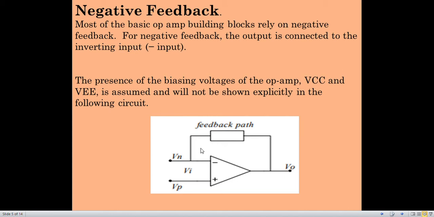For a negative feedback, this output is connected to a inverting terminal. Here we have shown a feedback path where the inverting terminal is connected to the output terminal via path which is termed as feedback path. Here we have not shown the biasing voltages, that is VCC and VEE, for our simplicity, but they are in the circuit.